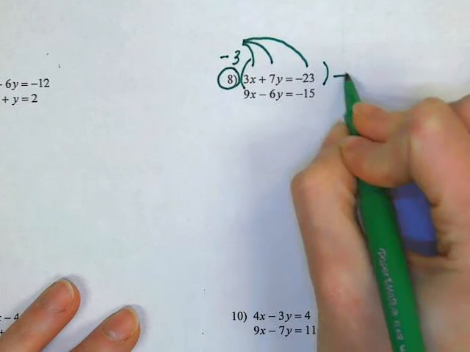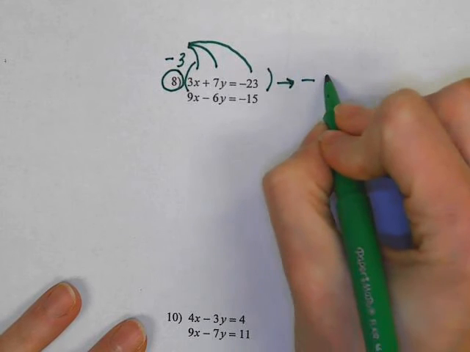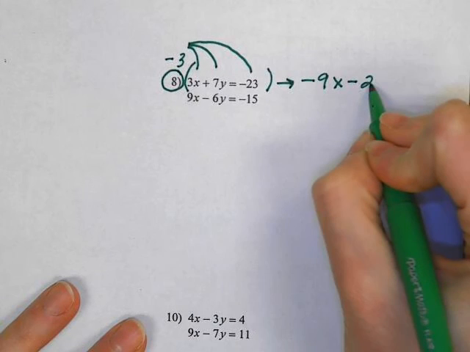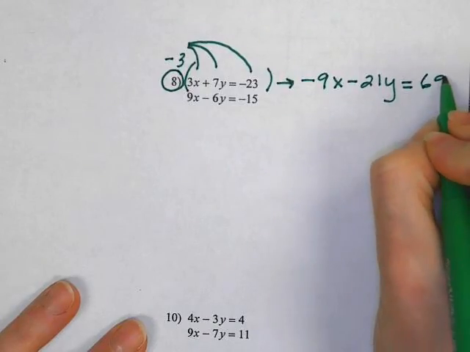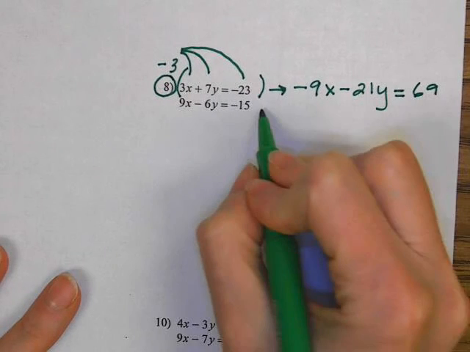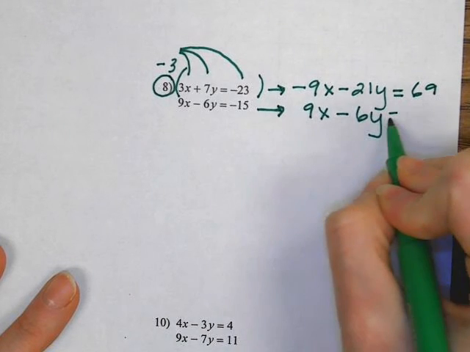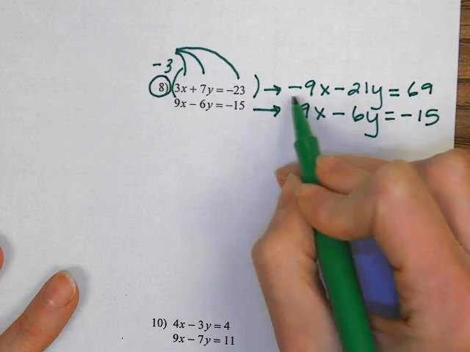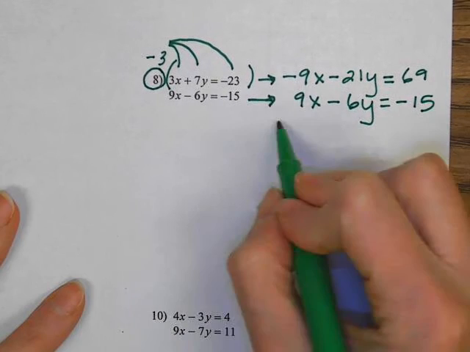Okay, and if you don't see that, let me show you why. If you multiply in by -3, you get -9x minus 21y equals positive 69. And then I don't have to touch the bottom because look, the bottom is already 9x minus 6y equals -15. And I see opposites here, 9x and -9x. All right, so once you see opposites, you're ready to add like terms.